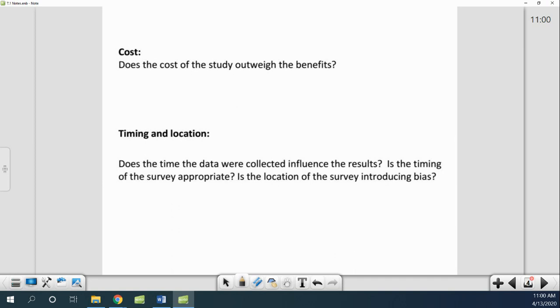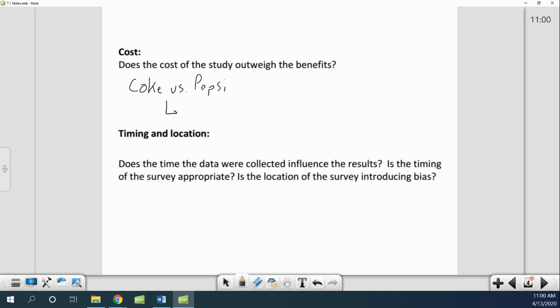Cost. Does the cost of the study outweigh the benefits? Okay, I've got this burning question, guys. It's really important that I know who prefers Coke, who prefers Pepsi, right? Like I need to know this. I'm going to have a party. I'm going to buy some Coke or some Pepsi. I don't know which. I don't want to buy both. So I need to figure out what Canadians in general enjoy, because I'm going to invite people from all over the country to my party.